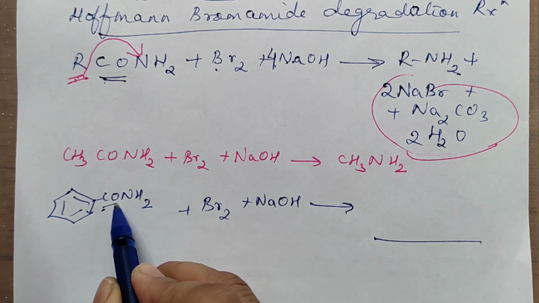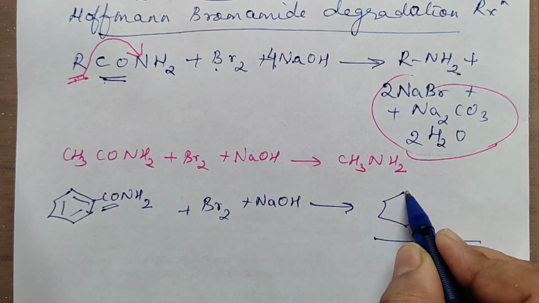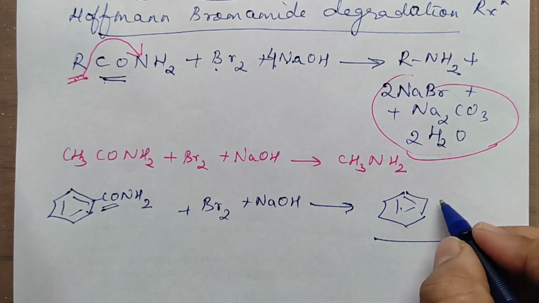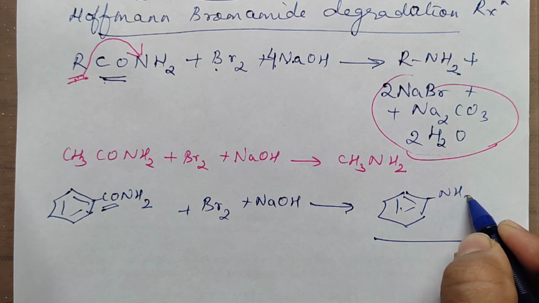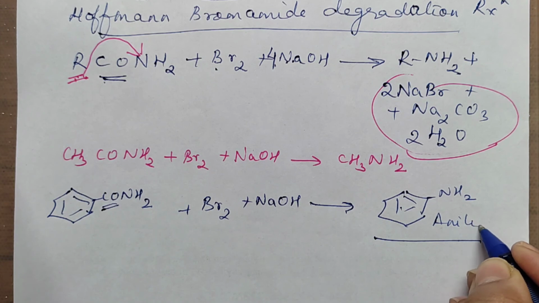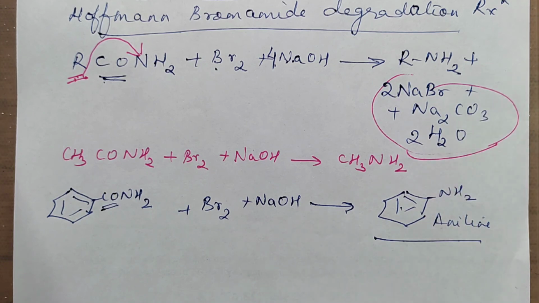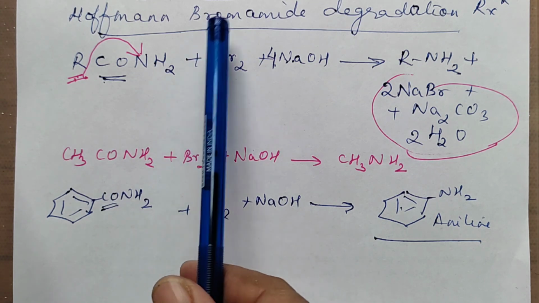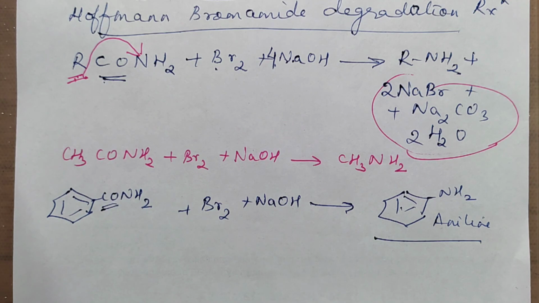One carbon less, that means this will go away. So you will get the product here as this and NH2. That means aniline will be obtained. Apart from this major product, you will have the other common products also, NaBr or carbonate and water. So this is a very, very important reaction in case you are aiming for step down. Step down means if we have to reduce one carbon, then you can use this reaction. I hope it is clear.